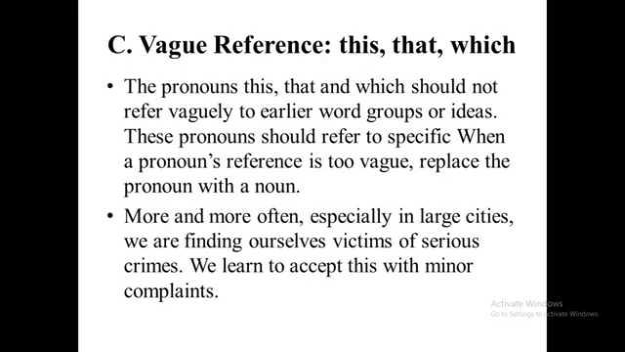Number three is vague references: this, that, and which. We have discussed earlier how you have to deal with this, that, and which. The pronouns this, that, and which should not refer vaguely to earlier word groups or ideas. These pronouns should refer to specific antecedents. When a pronoun reference is too vague, replace the pronoun with the noun. More and more often, especially in large cities, we are finding ourselves victims of serious crimes. We learn to accept this with minor complaints.